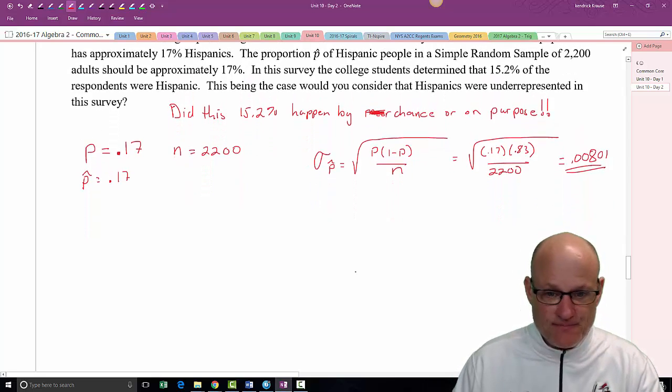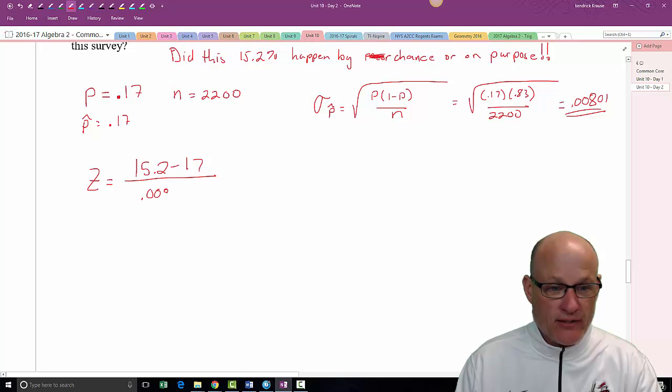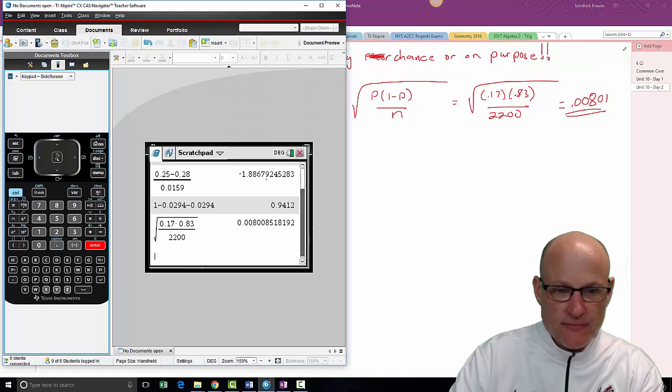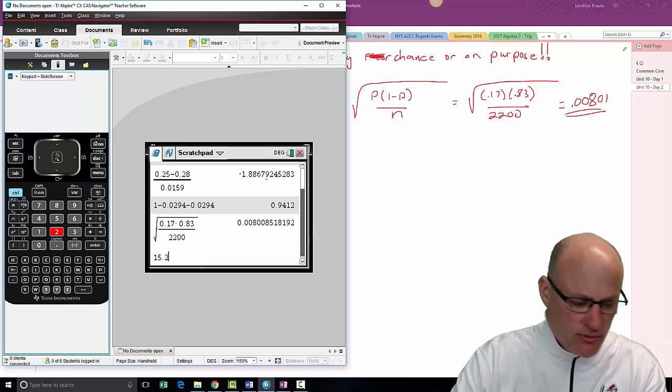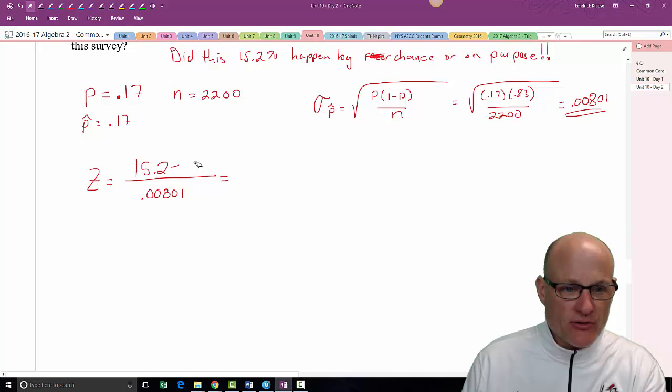So here's what we need to do. We need to come up with a z-score. So z is equal to 15.2, that's our observed value, minus 17 over our standard deviation, which is 0.00801. And we're going to get a z-score. So let's go to our calculator. Excuse me. Got to work all in the same percentages, kids. 0.152 minus 0.17, right? Isn't that what I used over here? 0.17. I got to use the same stuff.